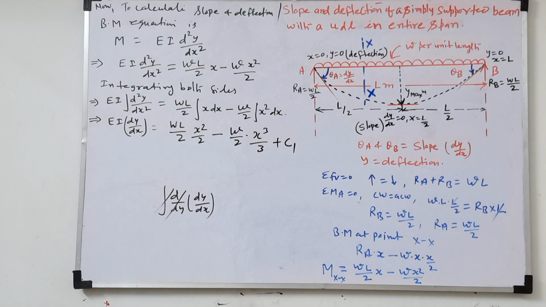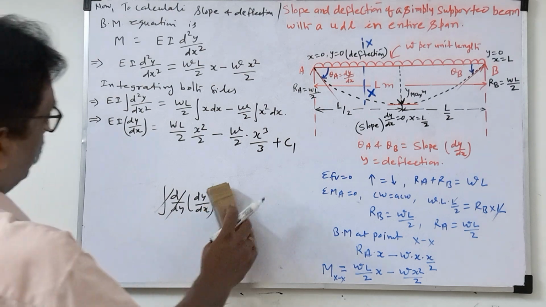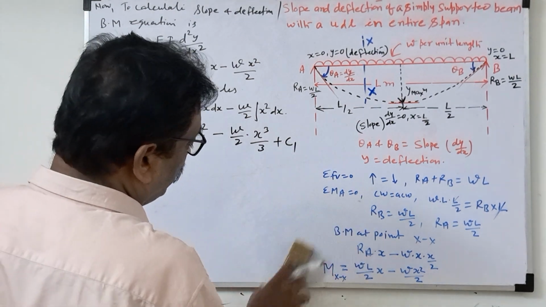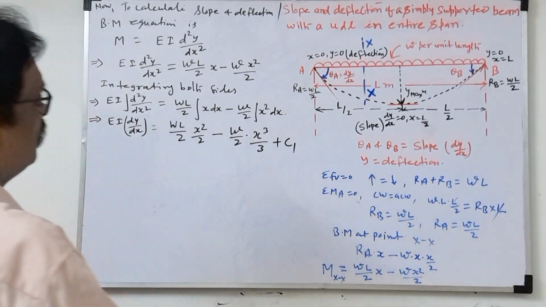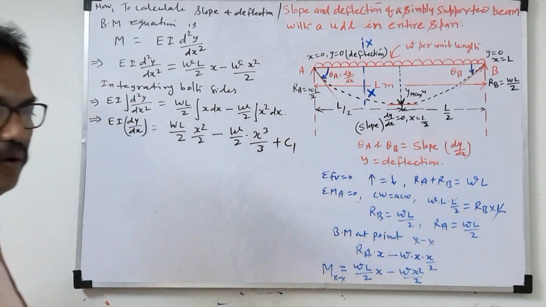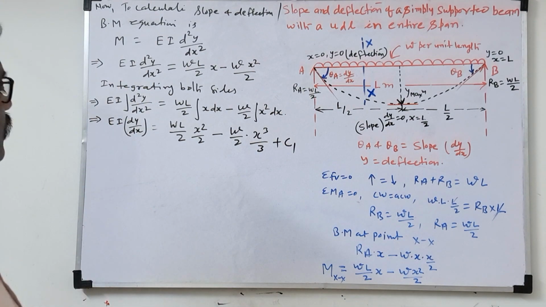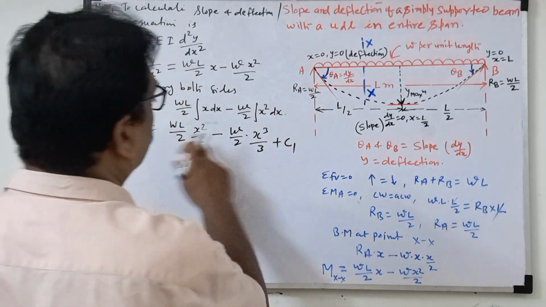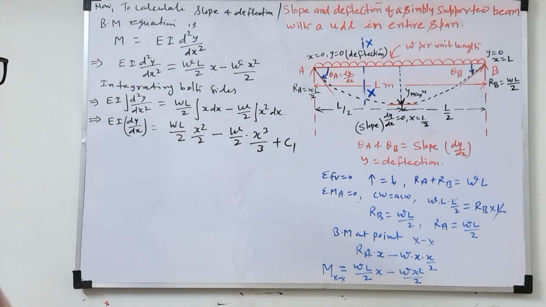What is EI dy by dx? wl by 2 into x square by 2, integration of x dx, then w by 2 I taken constant, integration of x square is x cube by 3, and given some constant c1, because this is indefinite integration. Indefinite integration means we have to give the constant. Now how will we eliminate this constant? By using the boundary condition, we will eliminate the constant, then we will get the slope equation.